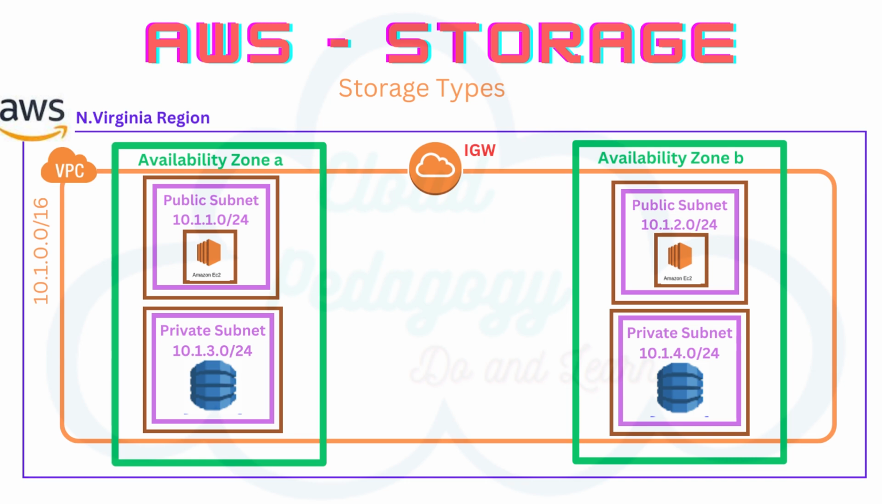Now we'll understand what are the storage types on AWS. Again, we'll recap the architecture for our student directory application. We have created the VPC and launched the app on an EC2 instance. The next thing we need to configure is the storage. Our application requires several types of storage for its data.